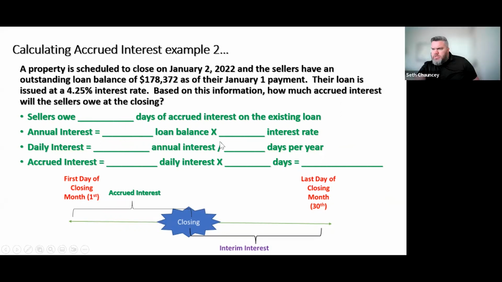So this is another example of the accrued interest. So it's dealing with a seller. So see if you can come up with the accrued interest for me. Make sure you're feeling all right. And then we'll switch to interim interest for the buyer.